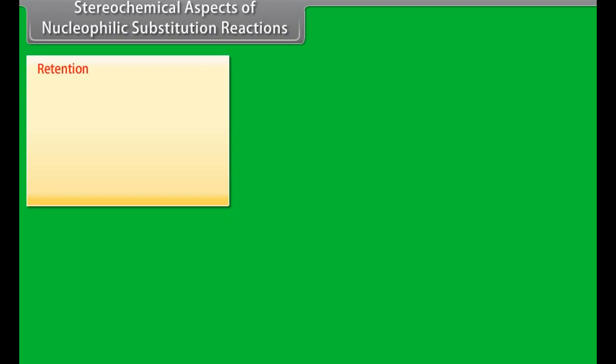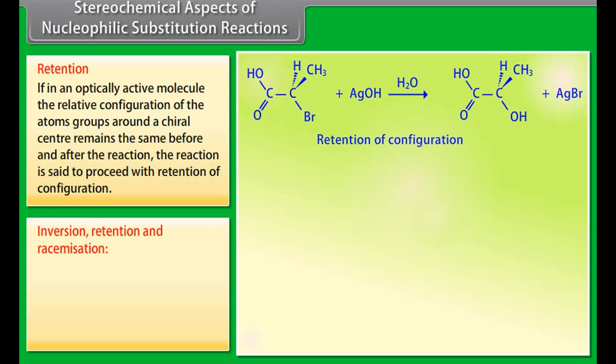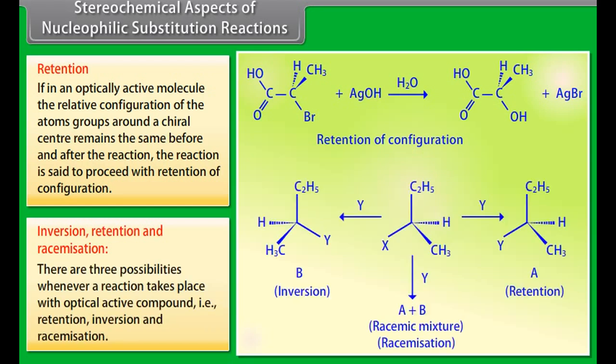Retention. If in an optically active molecule, the relative configuration of the atoms or groups around a chiral center remains the same before and after the reaction, it is said to proceed with retention of configuration. Inversion, retention, and racemization. There are three possibilities whenever a reaction takes place with an optically active compound, that is, retention, inversion, and racemization.